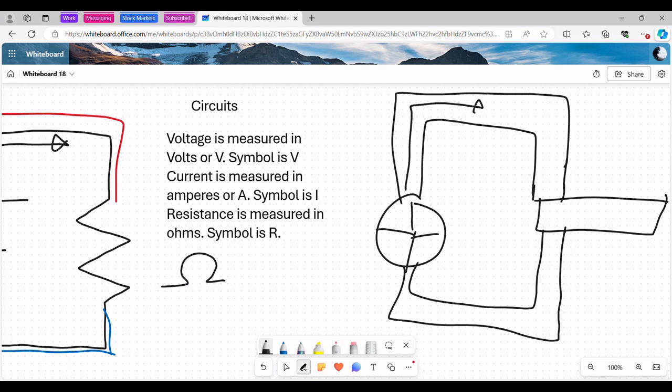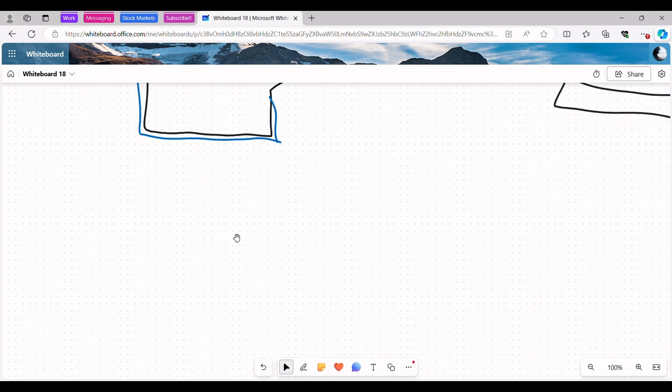So basically the water is moving in this direction, and you can think of current as the amount of water in this tube. It's the same throughout this tube. You can think of resistance as this wheel that's spinning and taking the energy from the water. And you can think of voltage as the pressure of the water, which signifies how much work it's able to do.